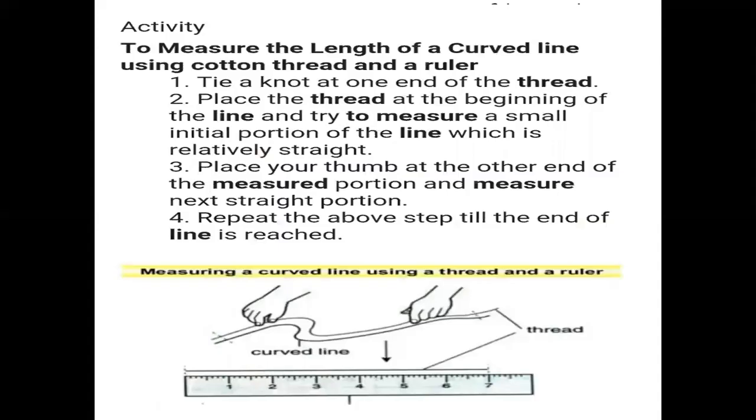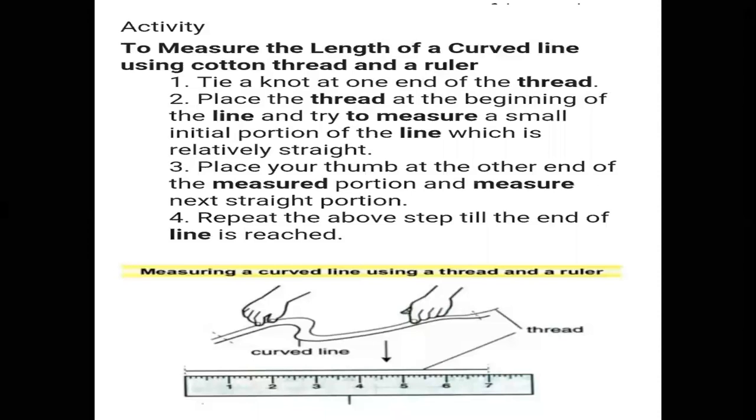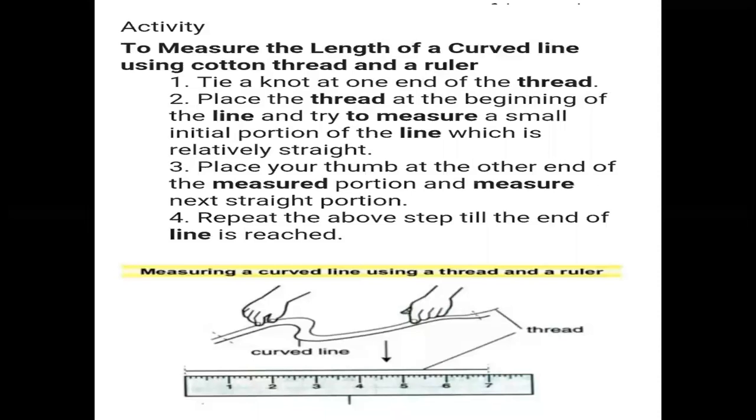So this is the activity which we have already discussed, how we can measure the length of a curved line. We can use a thread, keep that thread at one point and keep on moving it wherever the line is going in the curved path. Then mark a dot at the two ends of the thread, then measure this thread with the help of a measuring tape or a scale.